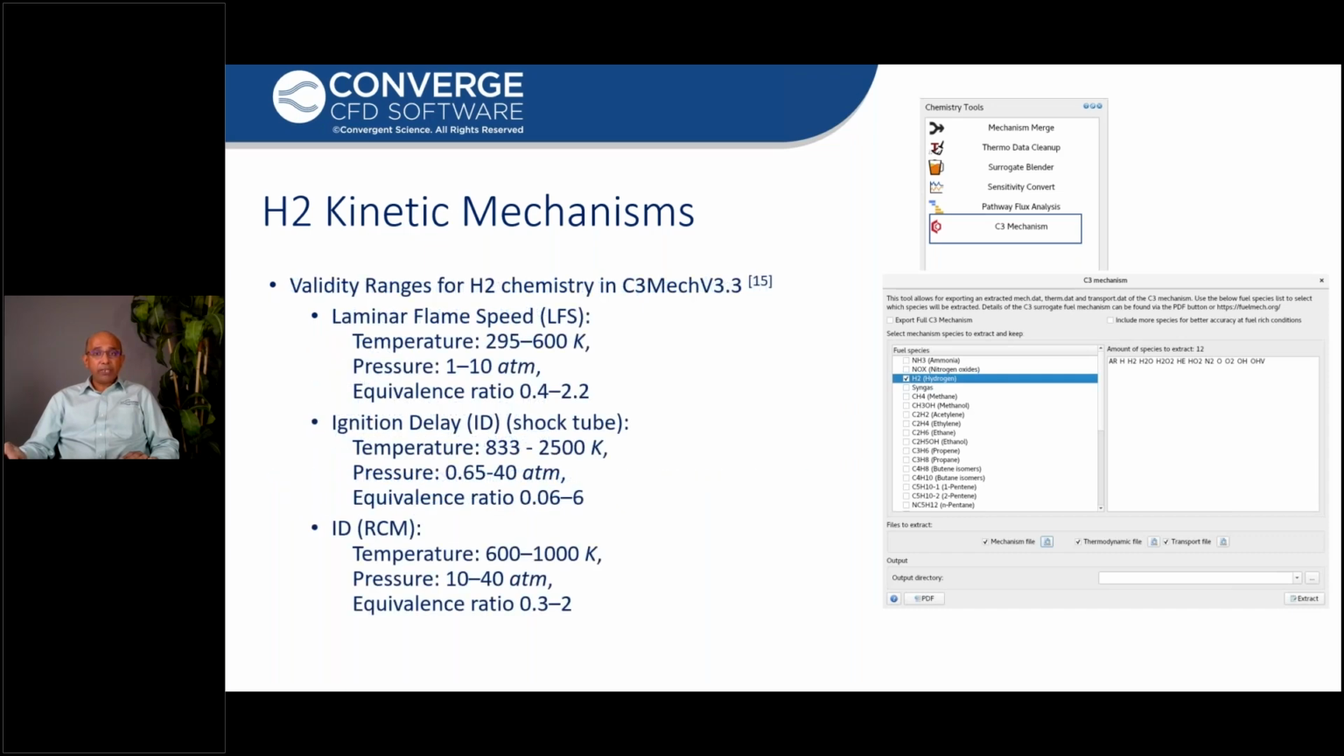Before using any chemistry mechanism, it is recommended to understand the range of operating conditions for which the mechanism has been validated. The validity ranges for hydrogen chemistry that can be extracted from the C3 parent mechanism is given on this slide.